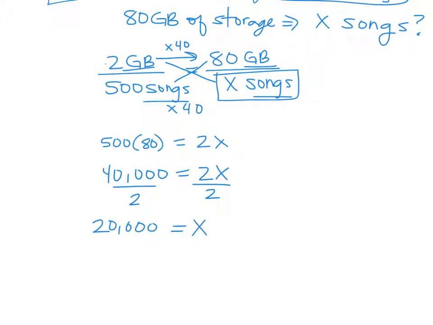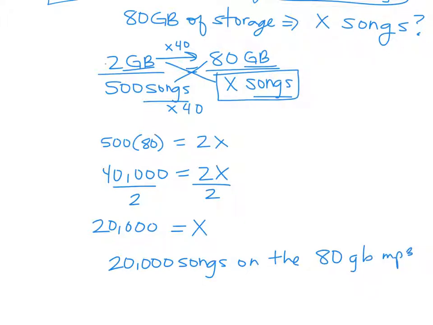And then I divide by 2, so X equals 20,000. What does that mean? There are 20,000 songs in the little gigabyte. You can fit 20,000 songs on the 80 gigabyte MP3.